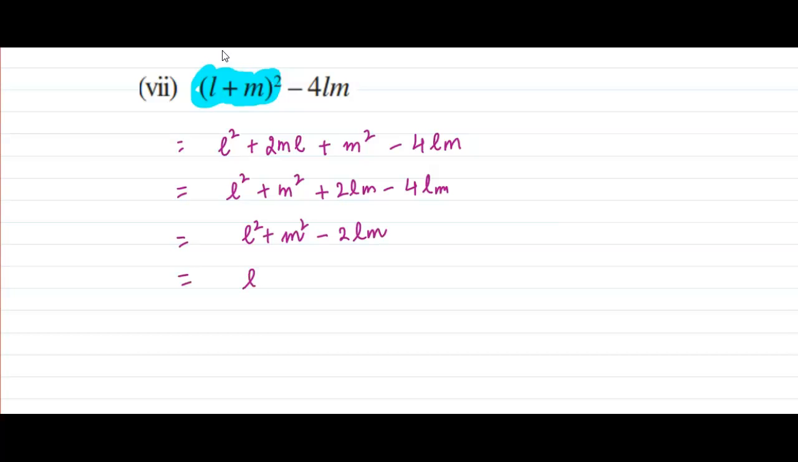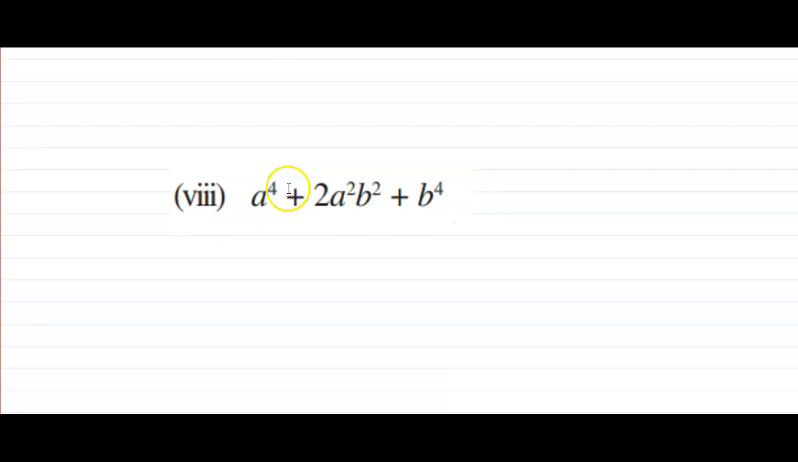Now, if I write it properly, it can be written as l square minus 2lm plus m square, which is a square minus 2ab plus b square. So this is (a minus b) whole square. So let's move on to the last one.